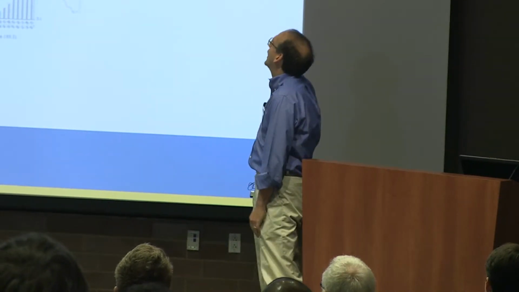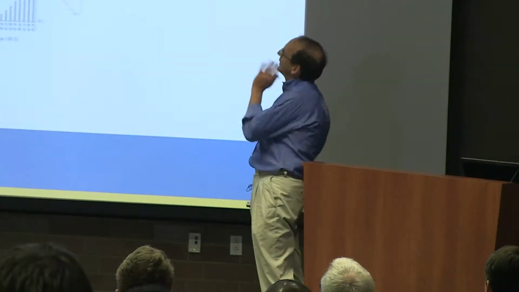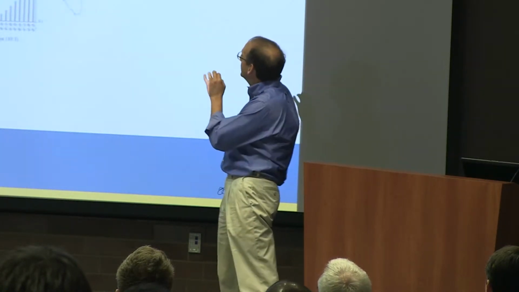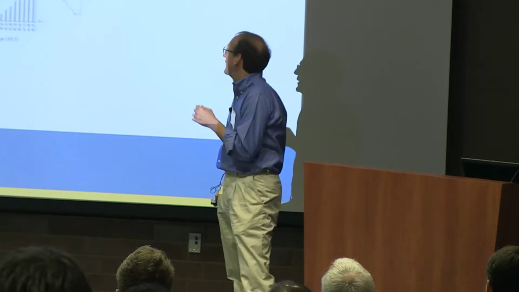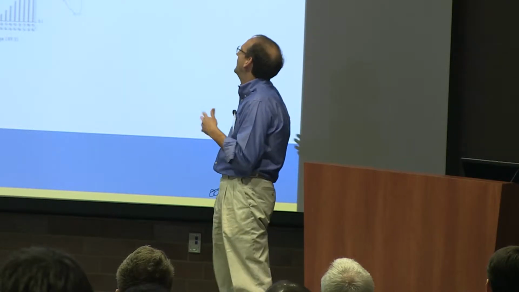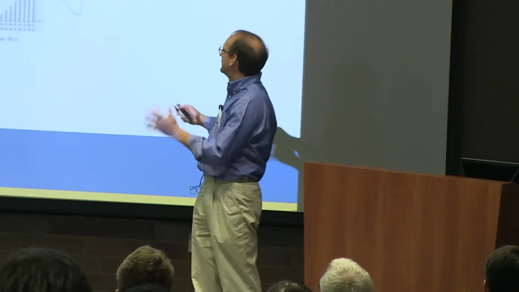So let me start with an example that I love to show in almost all kinds of classes. These are kidney cancer death rates from a paper in the Journal of the American Statistical Association 25 years ago. There are 3,000 plus counties in the United States. This is the death rate in each county. The darkest is the top 5%, then the heavy gray is the next 5%, and then the lighter takes you down to 25%, and everything else is white.